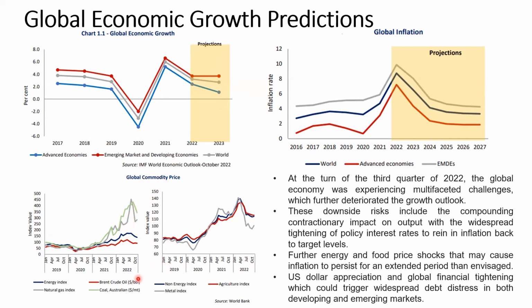Now, here you can see global commodity prices. Everywhere, the energy index had a huge impact due to this Ukraine-Russia war. Now, here, other indexes like the non-energy and agricultural index, everything, some are increasing, or some are decreasing, but you can see these decreases are still at a higher rate.